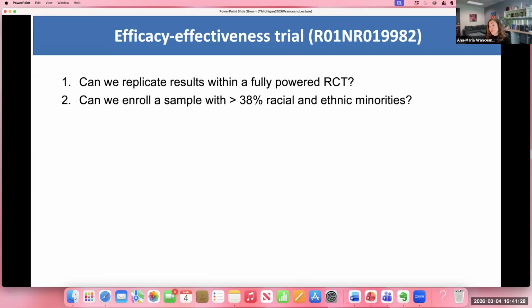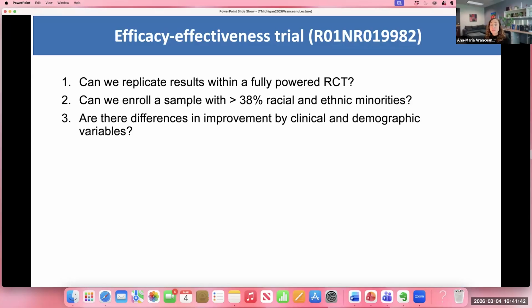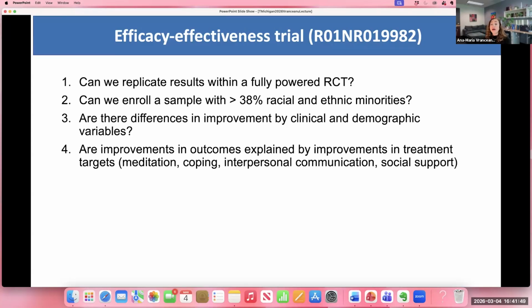Can we enroll a diverse sample? Again, at MGH, we're primarily white. However, we're really prioritizing approaching every single dyad that's from an underserved background. Are there any differences in improvement in emotional distress by clinical and demographic variables? Is our improvement in outcome explained by improvement in our treatment targets?